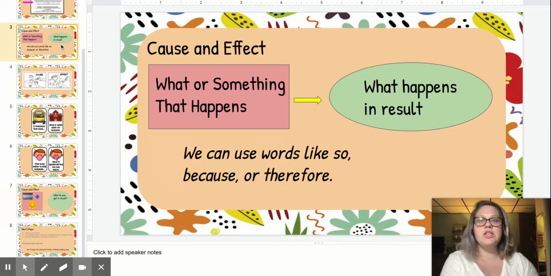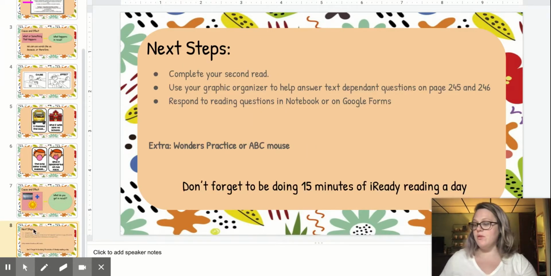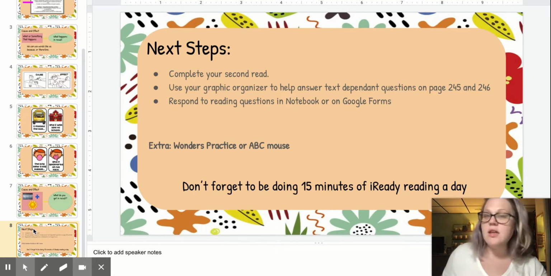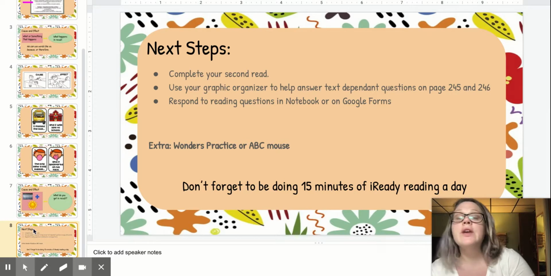So in summation, cause and effect is something that happens and then what happens as a result. And you're going to be using that while reading the story Sports Rule. And I want you to be thinking about what is happening in the different games like basketball and baseball, and then what happens because of that. What is the consequence? What is the result because of something that happens? And you're going to be answering those text-dependent questions today and doing a respond to reading question on your Google form. Don't forget, or in your notebook.